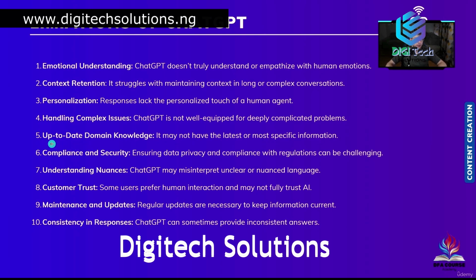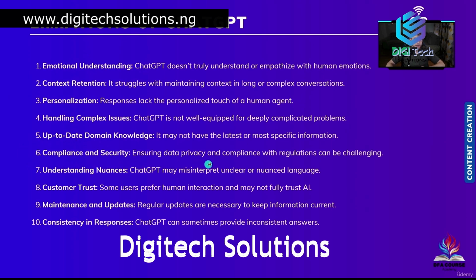Next we have up-to-date domain knowledge. So it may not have the latest or more specific information. That means, for instance, you've got your website where you collect some data, and then you provide this data to ChatGPT. You train ChatGPT on this data and you use it for analyzing some stuff or doing something else. However, this information inside of your website changes every day. So here you need to make sure that you are updating ChatGPT with this data, because otherwise it won't have the specific knowledge.